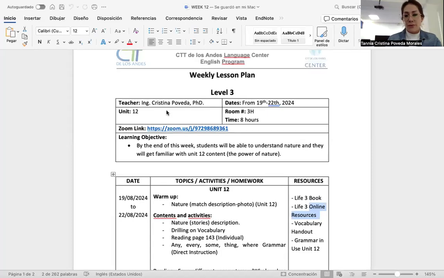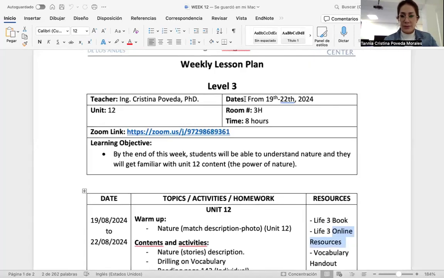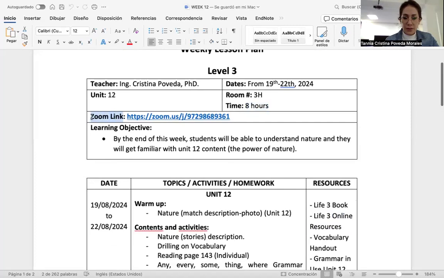Here we have a lesson plan. This is for a week, for weekly sessions. Some important things that we need to check here are the name of the teacher, the dates of the classes, the hours that we have to complete, and the Zoom link, because students need to know the link so they can enroll in all of the classes.